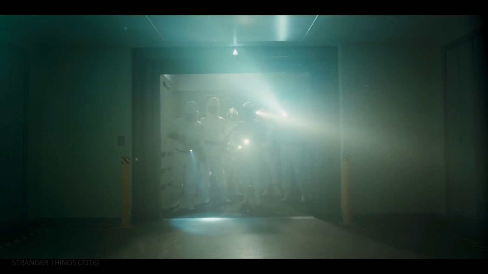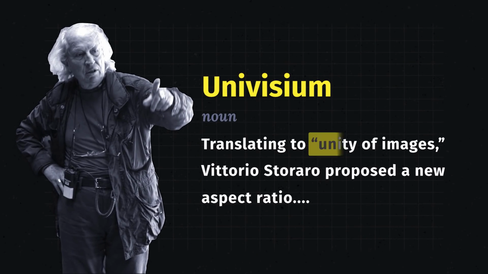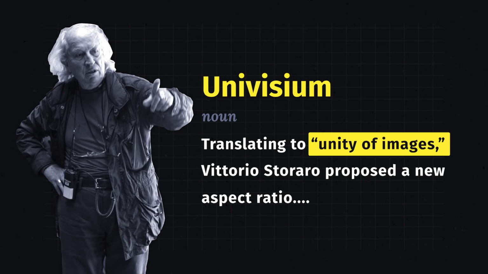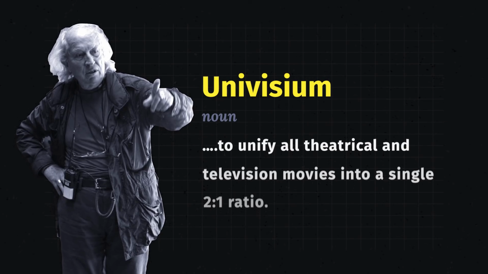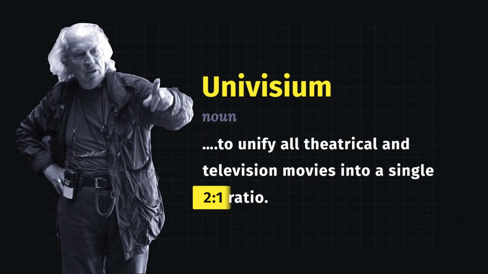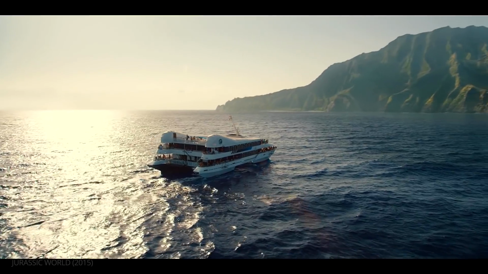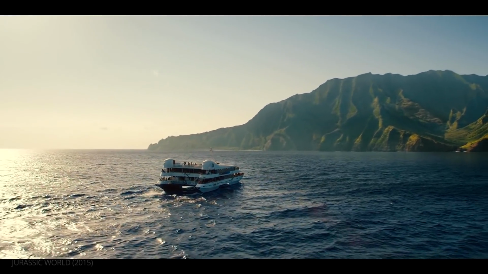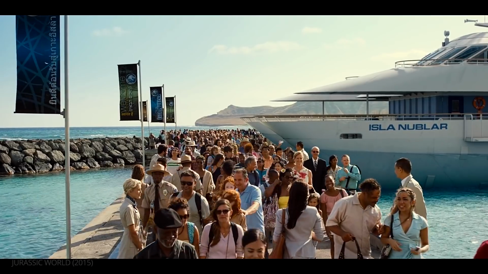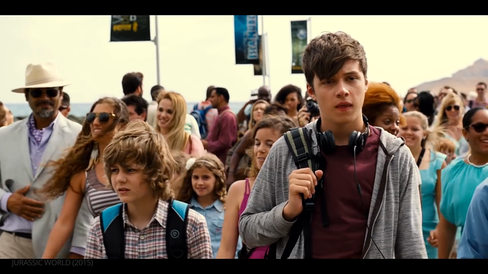So he proposed a new universal film format. Storaro dubbed it Univisium, which translates to Unity of Images, to unify all theatrical and television projects, 2:1. Meaning the aspect ratio is twice as wide as it is tall, wide enough to satisfy the cinematic desires of a theater audience while nicely filling TV screens at home.